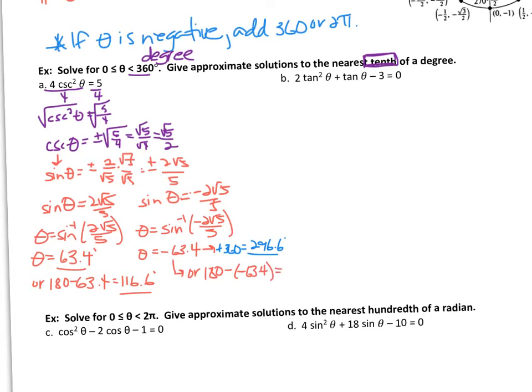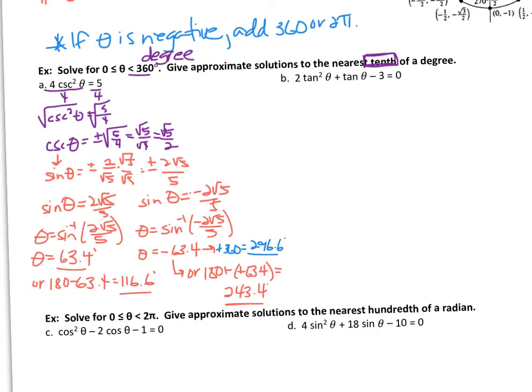Negative 180 minus negative 63.4 would become 180 plus, and that would give us 243.4. And that's the process to follow. We don't want to change any signs. I've seen kids subtracting from 180, adding 360, all these really kind of random steps. This should be the process you'll want to follow, and it will work every time. Let's try the next example.